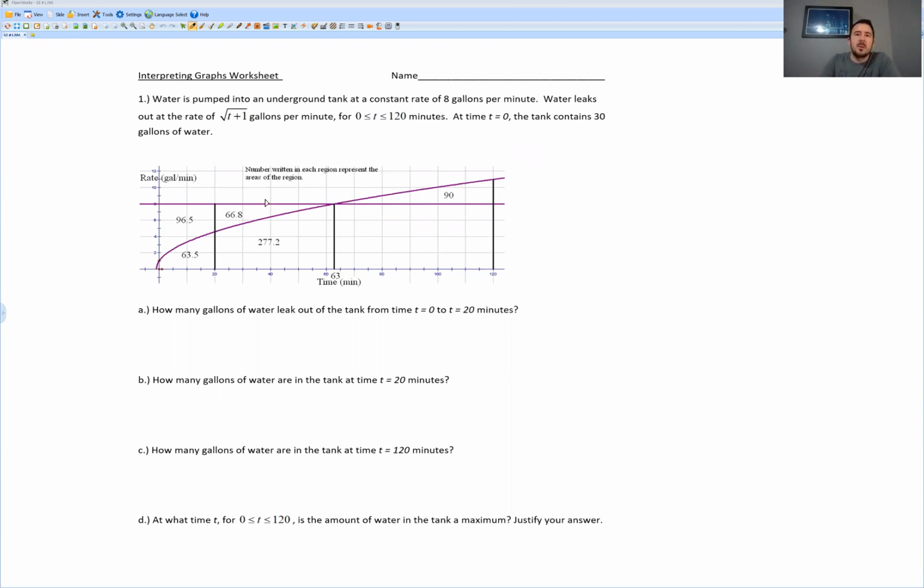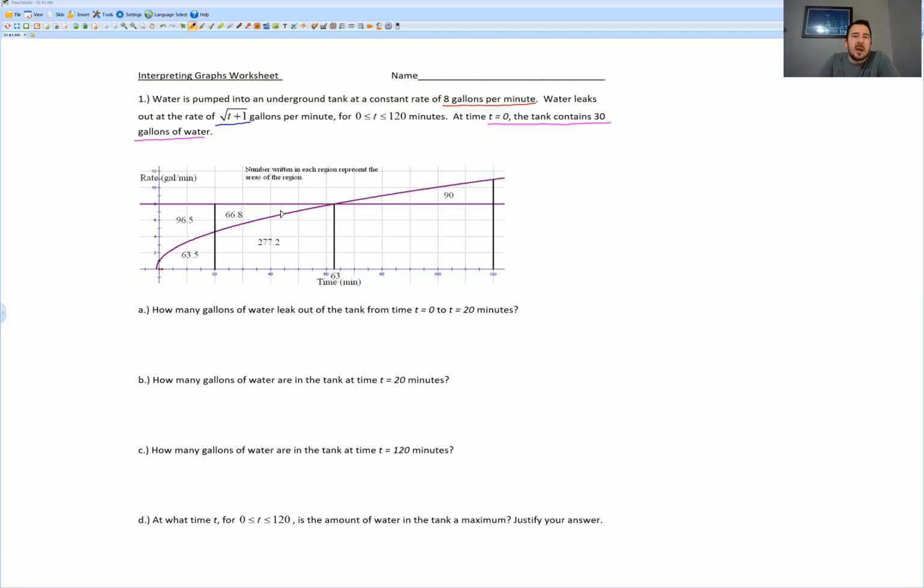So for problem number one, water is pumped into an underground tank at a constant rate of 8 gallons per minute. So this is the rate at which water is going in. Water is leaking out at a rate of square root t plus 1 gallons per minute for time between 0 and 120 minutes. At time t equals 0, the tank contains 30 gallons of water. So that's just telling me what I'm starting off with.